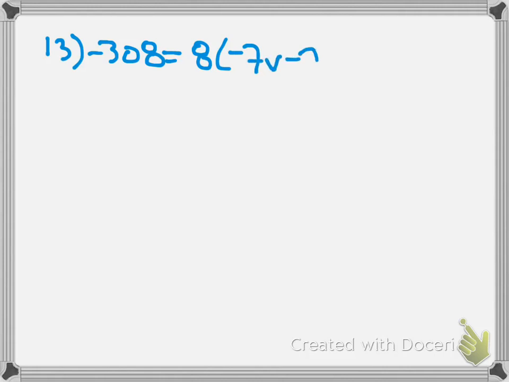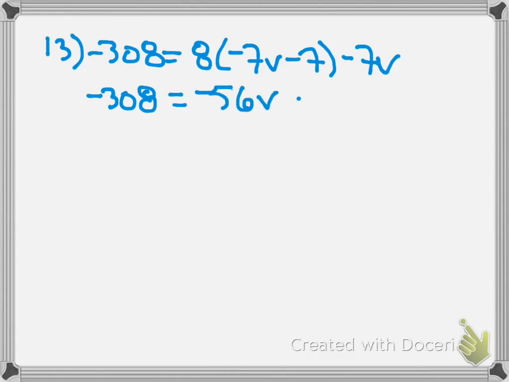Okay, let's look at 13. Now that I've decided I need to redo these again. Negative 308 is equal to 8 parentheses negative 7v minus 7. Lots of 7s. So I've got to distribute and get negative 56v, because 8 times negative 7 is negative 56, minus 56. Then I can see there's 3 things here. I want to get it down to 2 before I add or subtract. So let's combine like terms, negative 56v minus 7v, which will be negative 63v.